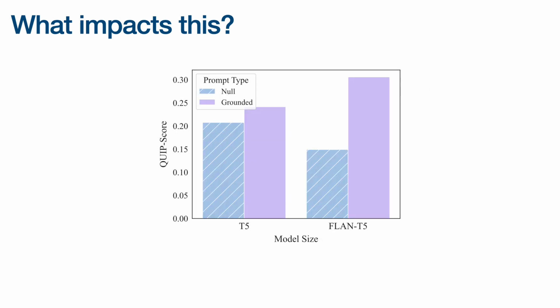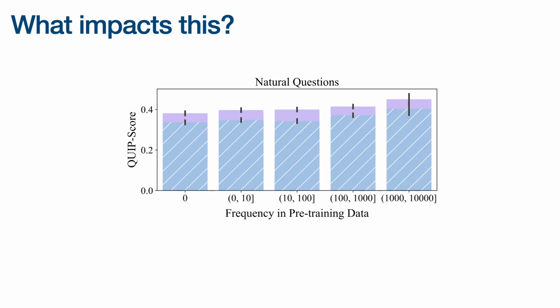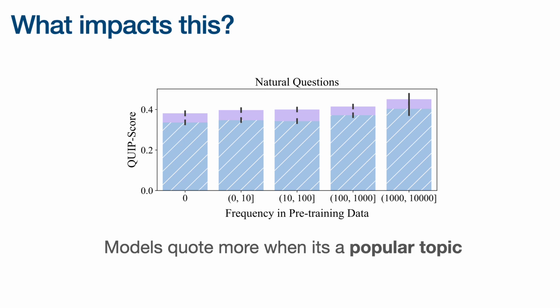To investigate a little further, we analyze the effect of instructions by comparing quoting performance of non-instruct-tuned T5 to instruct-tuned FLAN-T5. Note that QUIP is higher, and the gap between grounded and ungrounded performance also grows for the instruct-tuned version. Since we are interested in increasing quoting from pre-training data, we also check whether entity popularity impacts our results. We find models quote more when it's a popular topic.